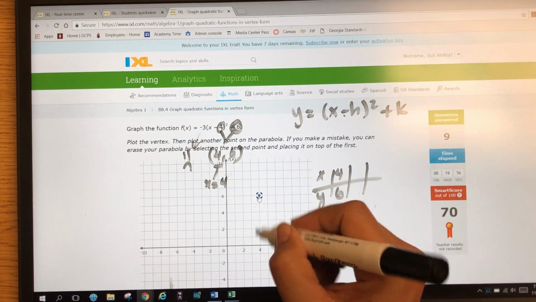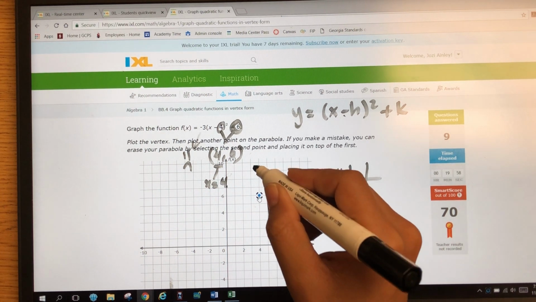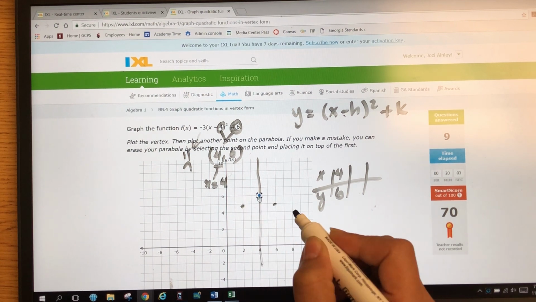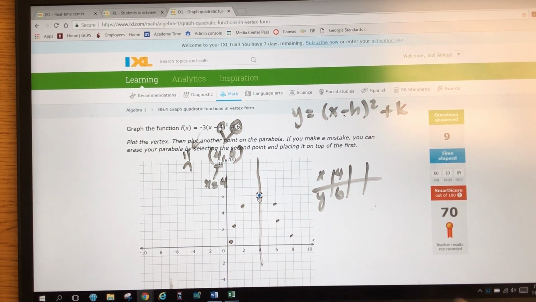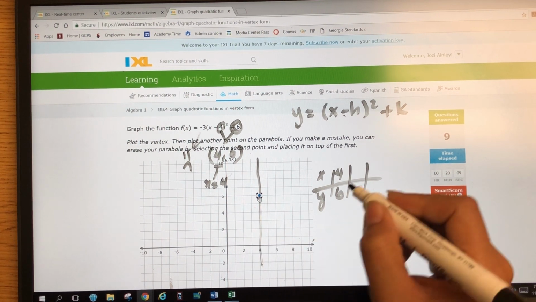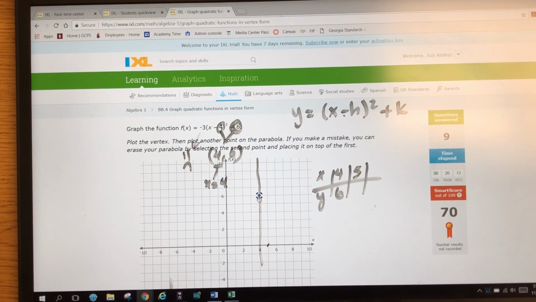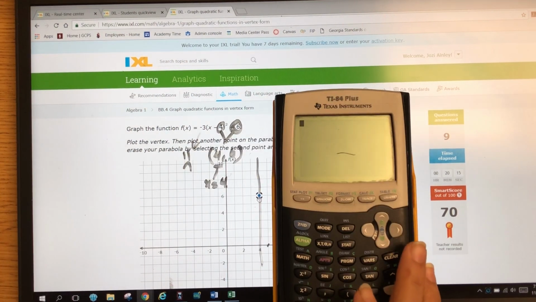My axis of symmetry is going through the x-axis at 4. So my axis of symmetry is this. That means whatever point I pick, I match it on the other side. That's what that means. Okay, so I'll pick 5. Okay, right here, 5. And see what happens, and I'm just going to punch that into the calculator.